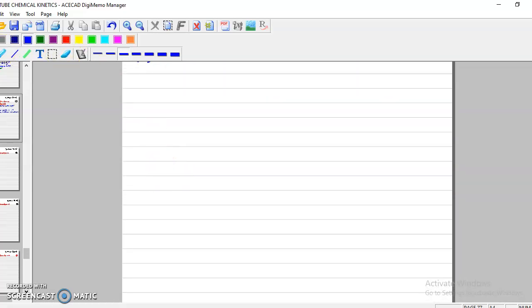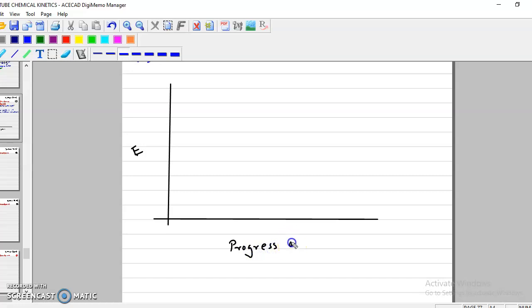And whenever we study thermodynamics, it is always related to graphs. So let us understand two different types of graph. The first one is for an endothermic reaction. For an endothermic reaction, let us say this is energy and here it is the progress of reaction. For progress of reaction, how far the reaction goes, that we will have to see.